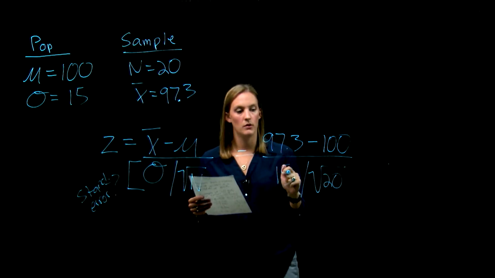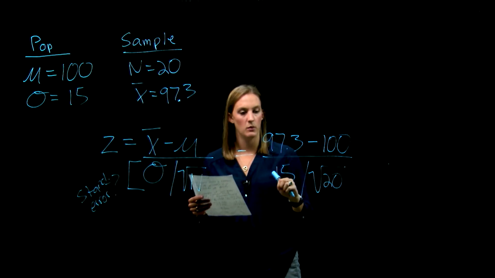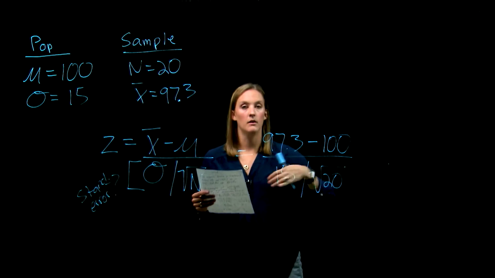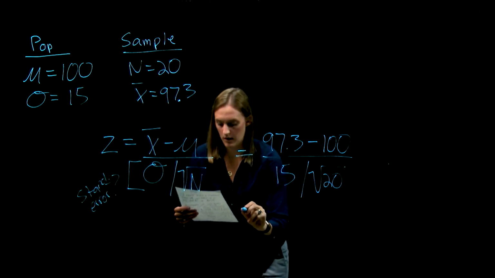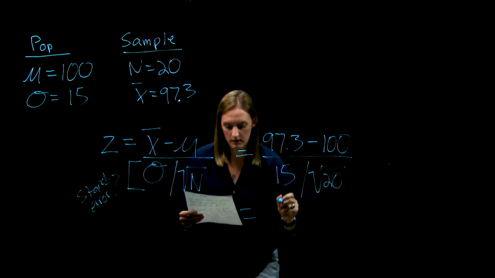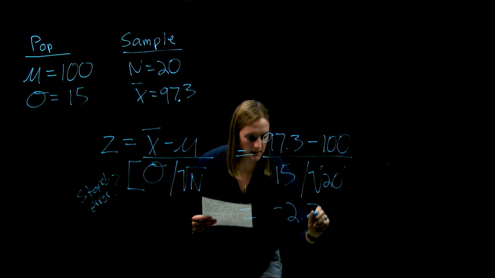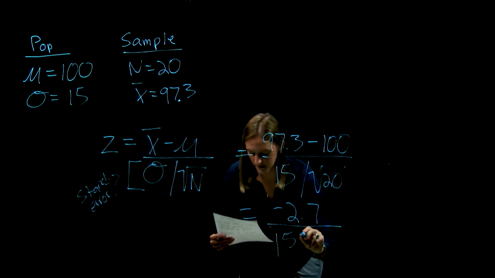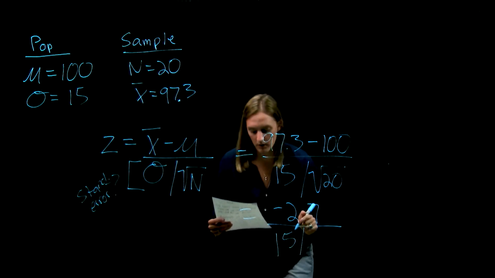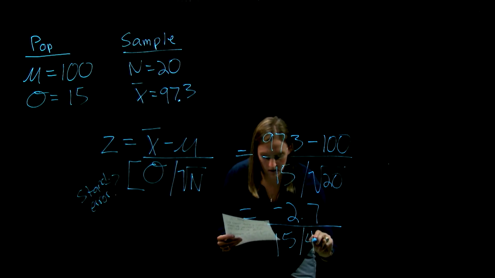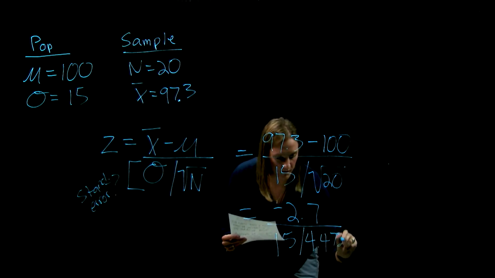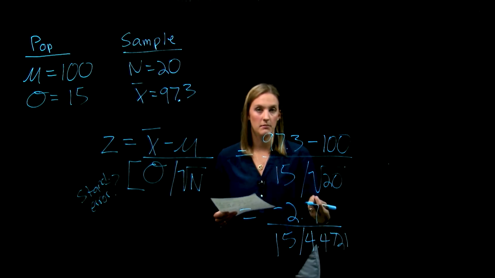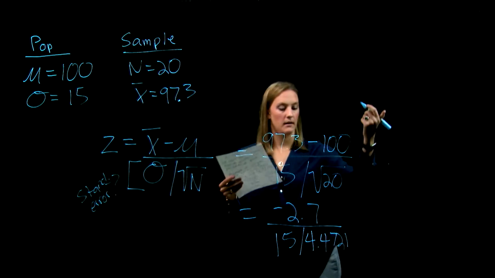And remember to do your order of operations. So you do the inside of the square root first, then you divide on the bottom, and then you do the whole big fraction altogether. So I'm going to keep reducing. On the top, when you subtract these, you get a negative 2.7. And on the bottom, I have 15 over the square root of 20, which on your calculator should be 4.4721. I would recommend carrying out at least 3 or 4 decimal places here so you don't make a big rounding error. I'm going to move it back up top over here.